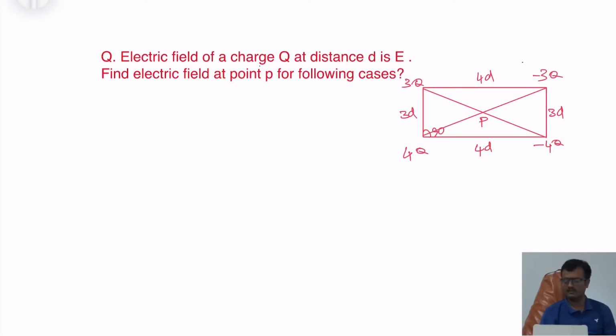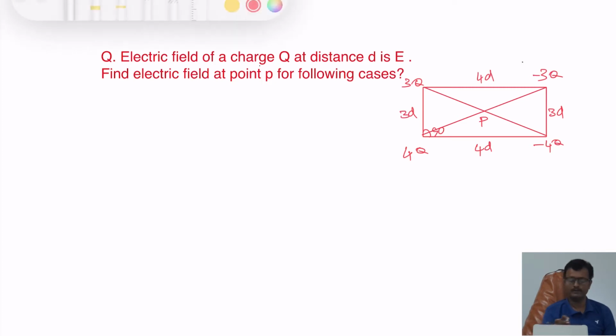Say a rectangle is given whose sides are of lengths 4D and 3D. At the corners, charges 3Q, minus 3Q, 4Q, and minus 4Q are placed. What is the electric field at the point P? P is the intersection of the two diagonals. The lengths of these two diagonals are the same, and the diagonal intersection should be the midpoint of both diagonals.